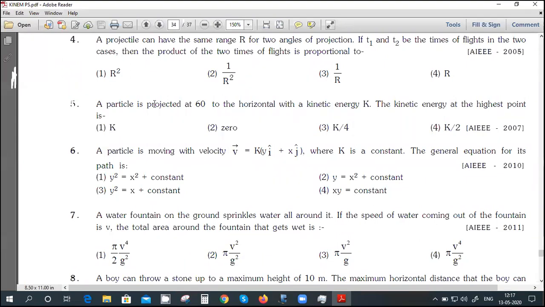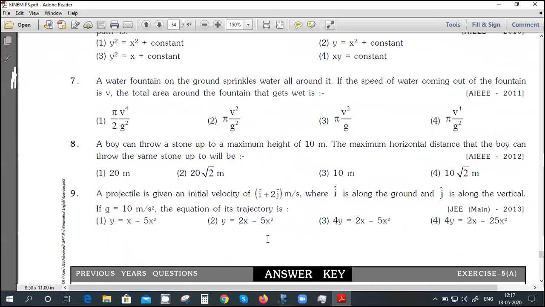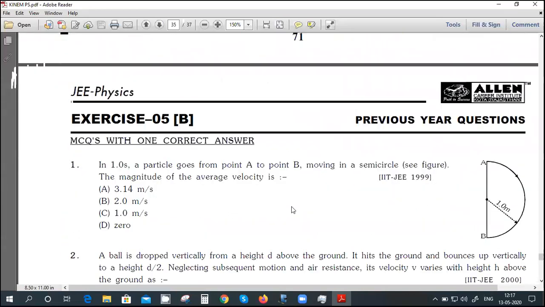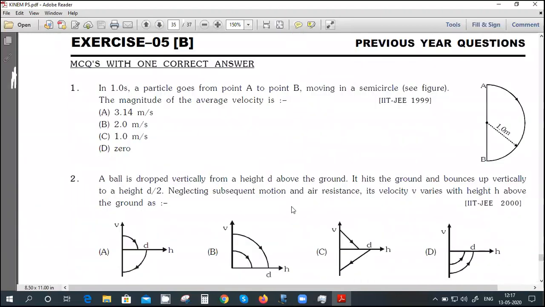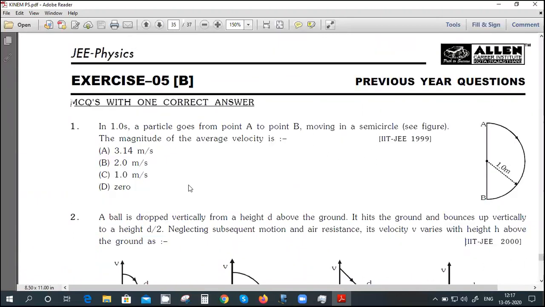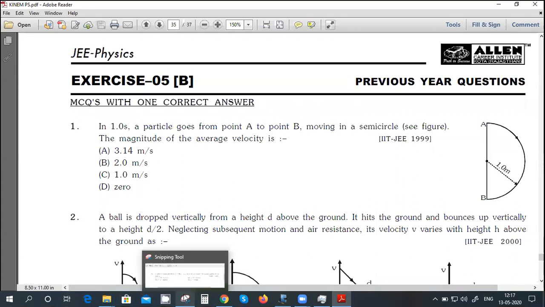This is also simple. Right. Okay, let's go to the advanced. Yeah, this is advanced, IIT. If in 1 second the particle goes from point A to point B around a semicircle, this is also simple. In advanced also there are some simple questions, right? So this is a simple question, the first one. Okay, so try it.